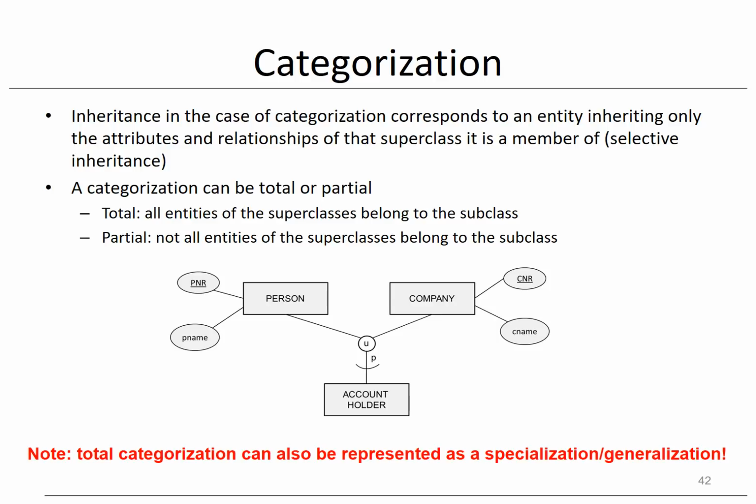The categorization is partial as represented by the letter P. This implies that not all persons or companies are account holders. If the categorization would have been total, which would be represented by a letter T instead, then this would imply that all person and company entities are also account holders. In that case, we can also model this categorization using a specialization with account holder as the superclass and person and company as the subclasses.